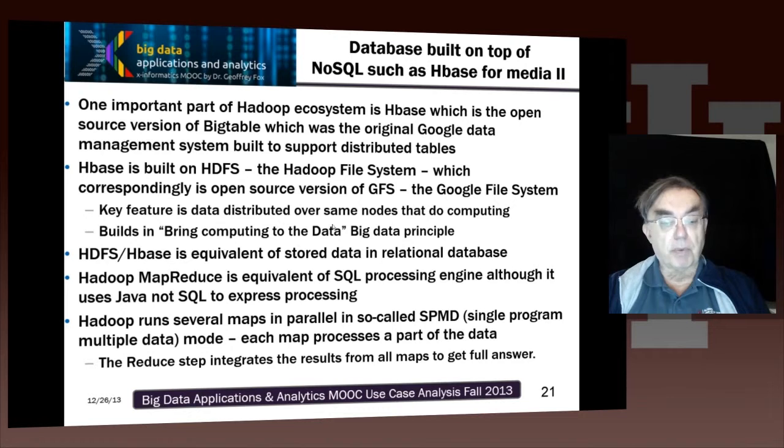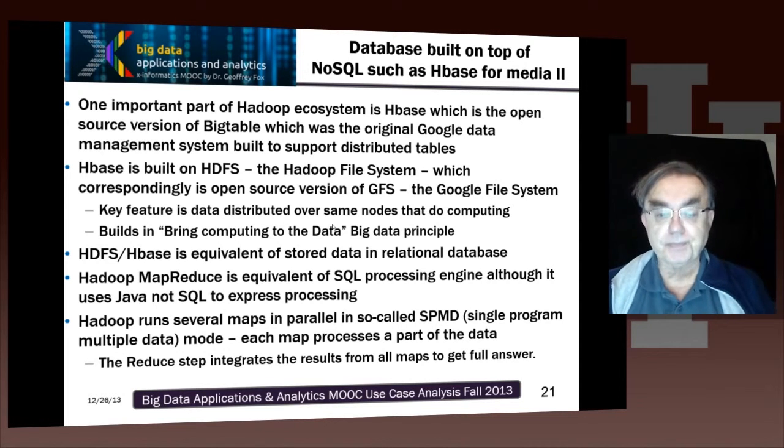Then after a wave of maps, when the data is processed, the data is still sitting in the independent processes that did the parallel job. Typically, they need to be integrated, and that's where the reduce step comes in, integrating the results of all the maps to get the final answer. So that's the MapReduce model in a nutshell.